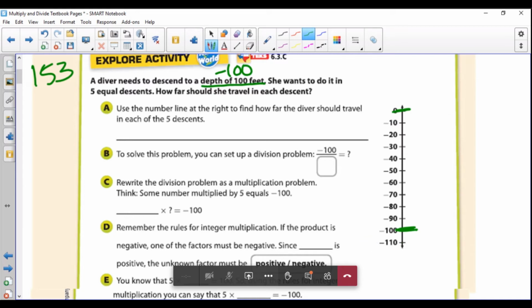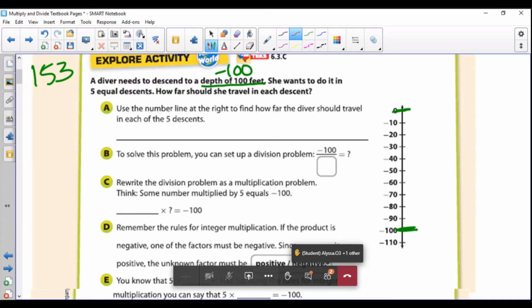So I want to go from 0 all the way to negative 100. So we're going to use this number line at the right to find how far the diver should travel in each of the 5 descents. So I'm going to get my different color pen, and we're going to go in 5 separate steps. So somebody raise their hand and tell me how much would be in each descent if I wanted to do 5 even descents to get to 100. How many spaces would I have to go down every single time? Okay, you can use the raise your hand feature. How many spaces would I have to go down every single time to do 5 even descents?